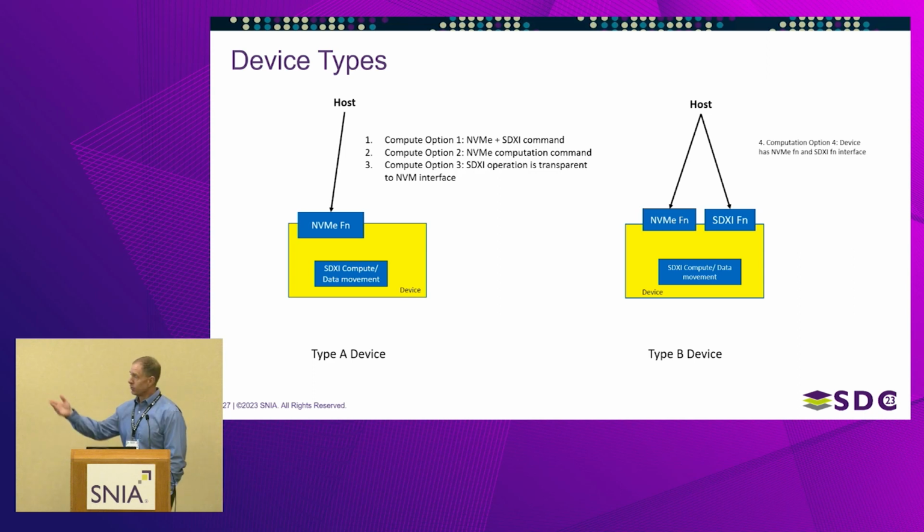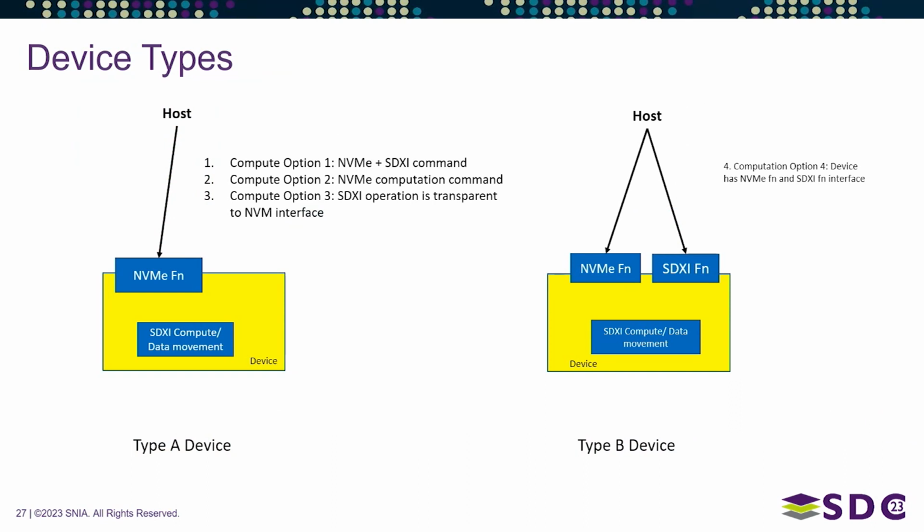All right, so switching over to our type B device over on the right-hand side, the difference you'll notice is that not only is there an NVMe interface, but there's also an SDXI interface or an SDXI function. And so now the host is aware of that. It knows, oh, there is SDXI down inside of this device. And so it can issue SDXI operations directly to that device in addition to the NVMe commands, and through those SDXI operations, do some of the same things. And we think it opens up one other method of performing compute down in the drive.